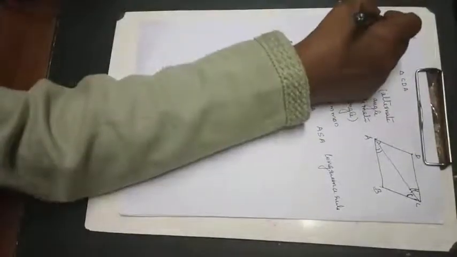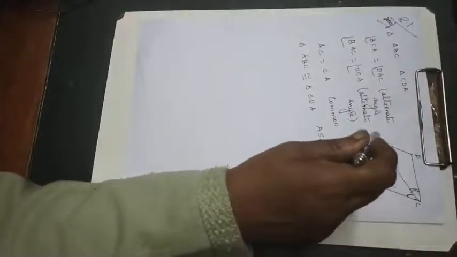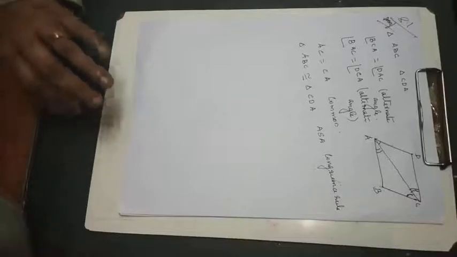This is an important theorem. So you have to learn that proof also. Okay. So what does it say? In a parallelogram, a diagonal divides the parallelogram into two equal, or two congruent, triangles. So we have proved that using the ASA congruence rule.